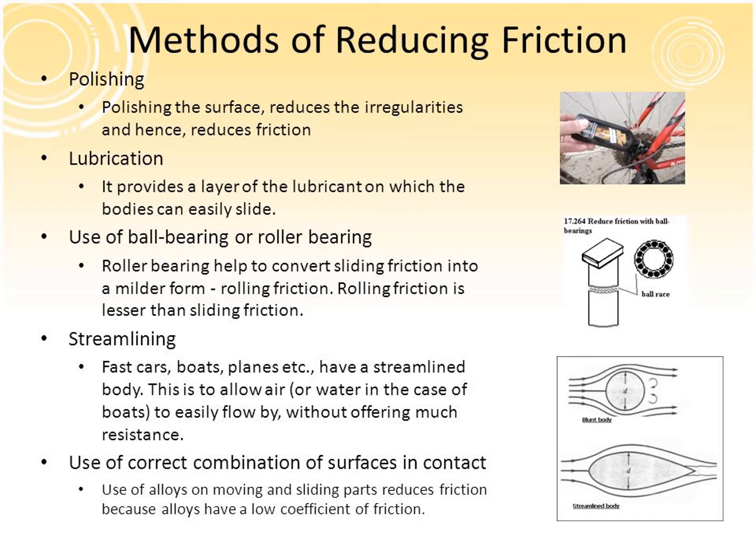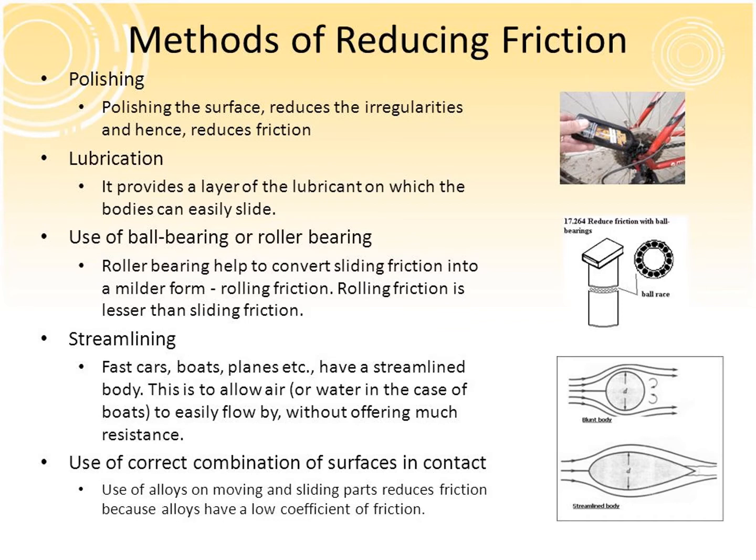First of all, polishing the surface. We have to polish the surface. It reduces the irregularities and it reduces the friction. Next, lubrication with certain oil. It also reduces the friction. Further, use of ball bearing, roller bearing helps to convert sliding friction into a milder form. So, rolling friction is lesser than sliding friction.